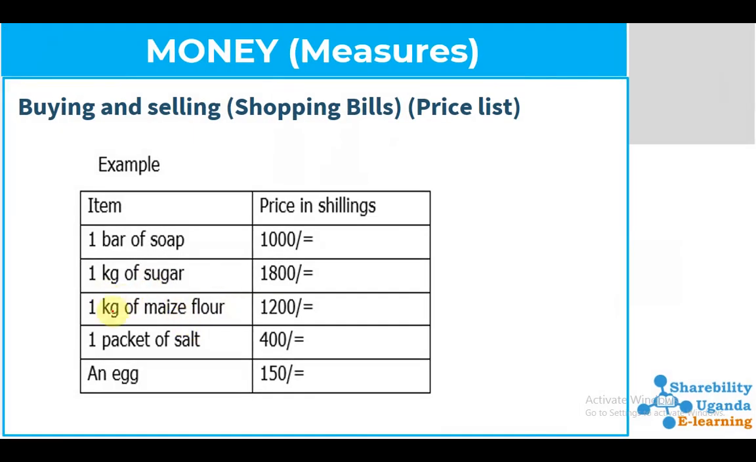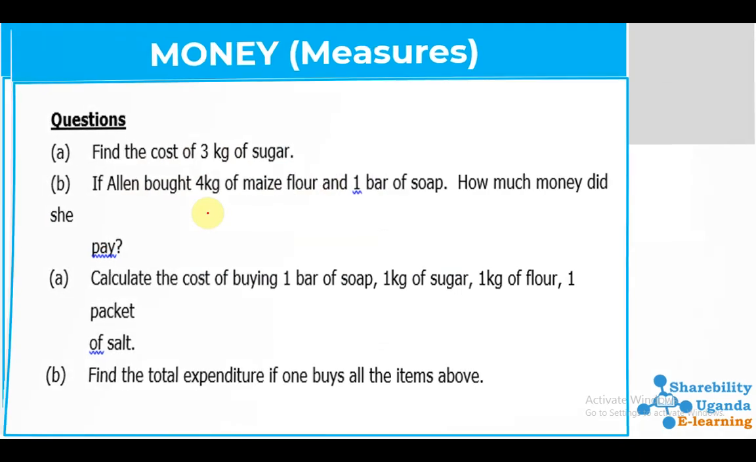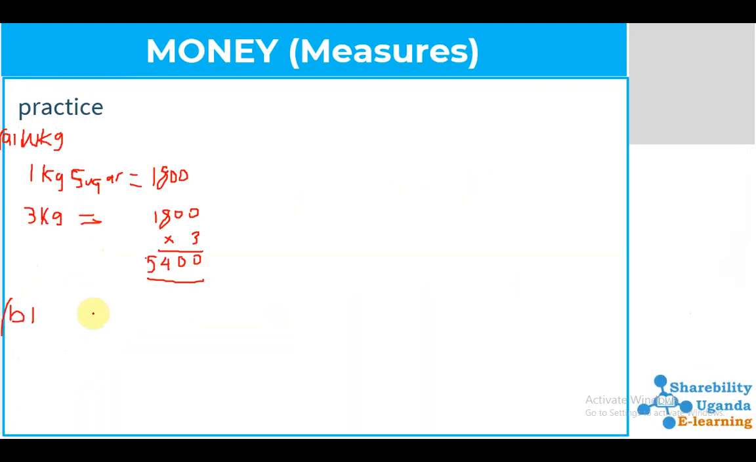Maize flour, it is here. They are saying 1 kilogram is equal to 1,200, and also a bar of soap is 1,000. So let's look here. They want us to find what? Alan bought 4 kilograms of maize flour and 1 bar of soap. Then here we shall see our working or solution.